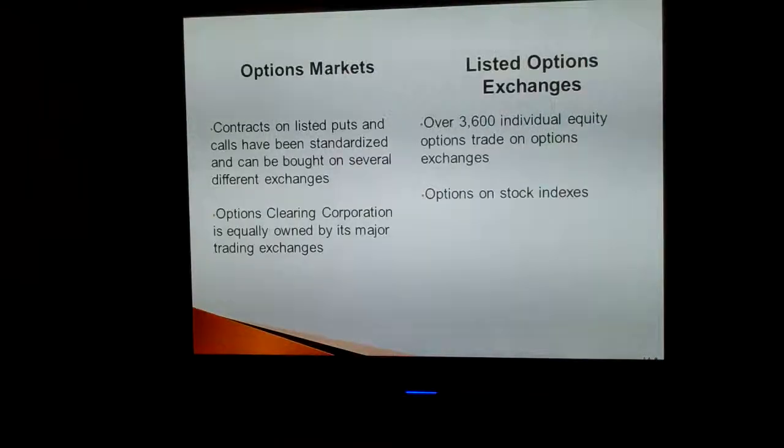selling the options. Okay, so option contracts are listed. Contracts on the listed puts and calls have been standardized and can be bought on several different exchanges. Option Clearing Corporation is equally owned by major trading exchanges. Over 3,600 individual equity options trade on option exchanges, options on stock indexes as well. So you can buy options, is what the slide is telling you, on a ton of stuff. Stocks, indexes, ETFs, etc.